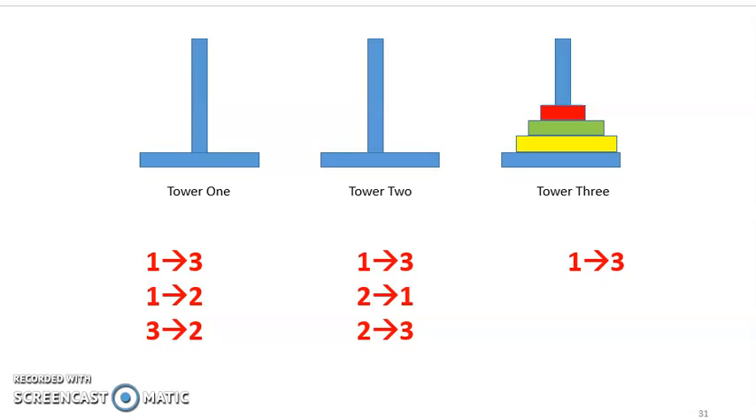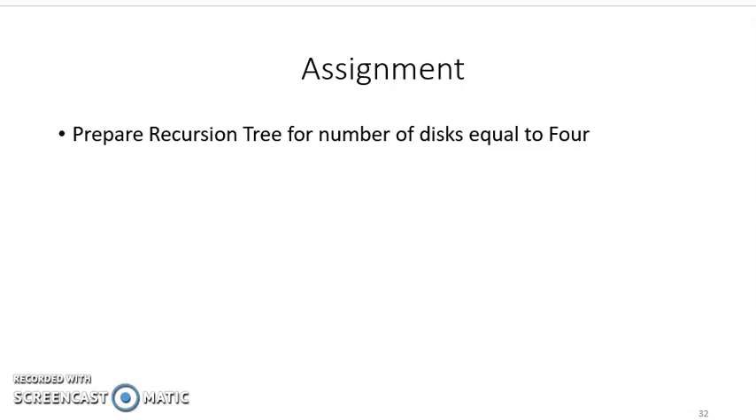So we have solved the tower of Hanoi problem using recursion. So the assignment you see is to prepare a recursion tree for number of bits equal to 4.